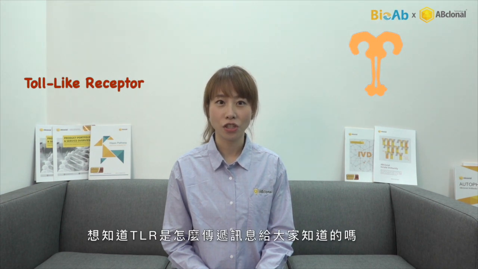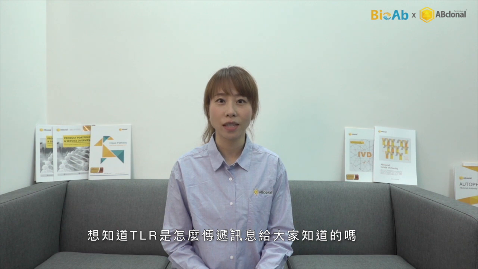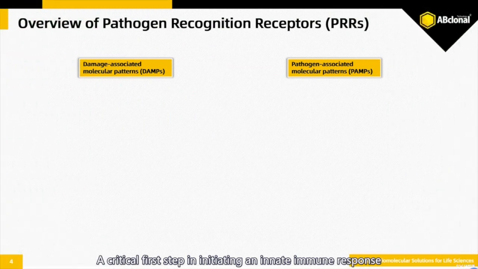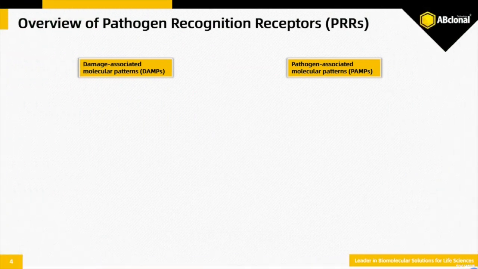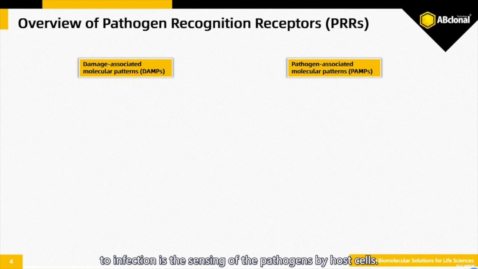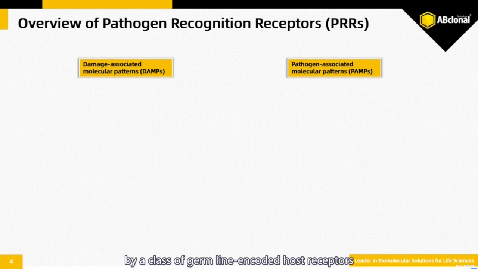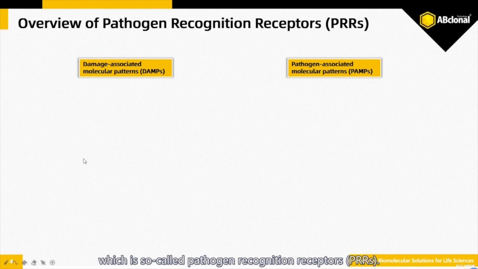The first step in initiating an innate immune response to infection is the sensing of the pathogens by host cells. This is mediated by the recognition of specific microbial molecules by a class of germline encoded host receptors, which is so-called Pathogen Recognition Receptors, PRRs.